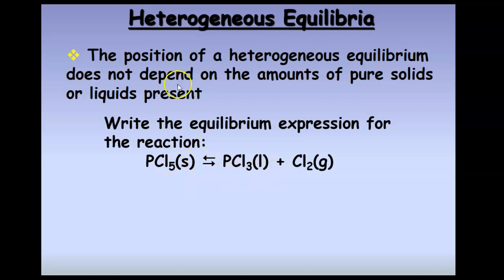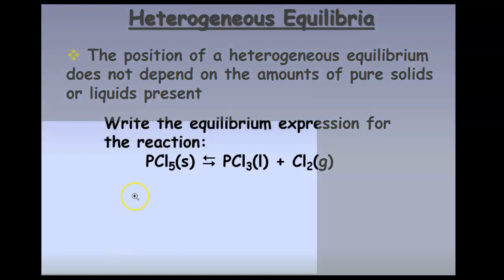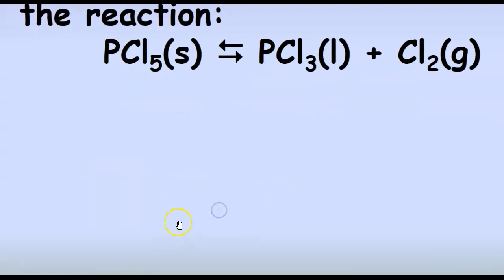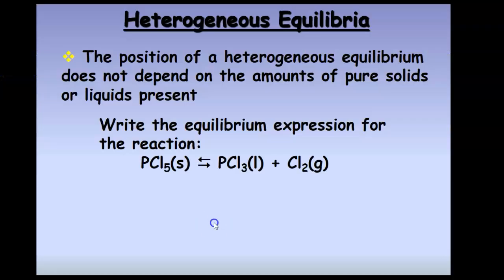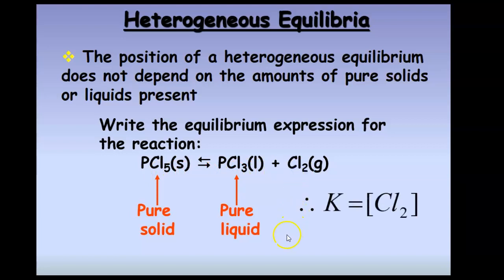So for instance, in this case, the equilibrium expression for this is going to be, remember this is solid and this is liquid. So this and this is going to be 1. And this is going to be the only expression that you have. So it's going to be Cl2 over, Cl2 times PCl3, which is 1. So it's going to be Cl2 times 1 over 1.